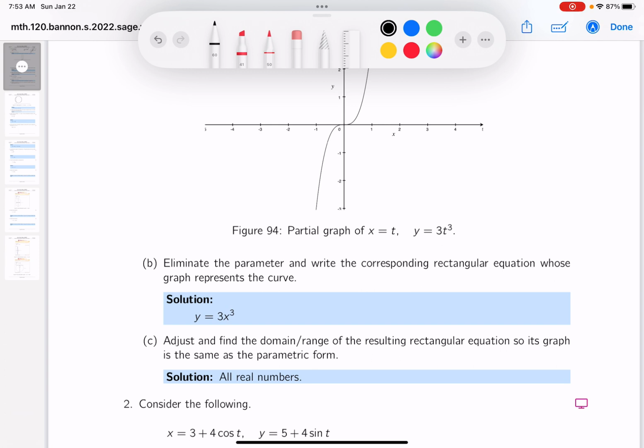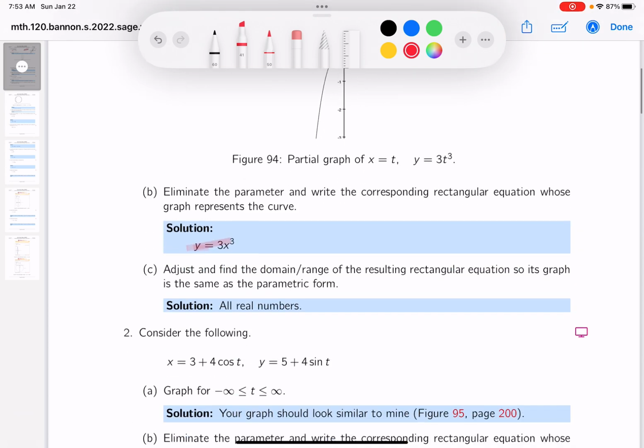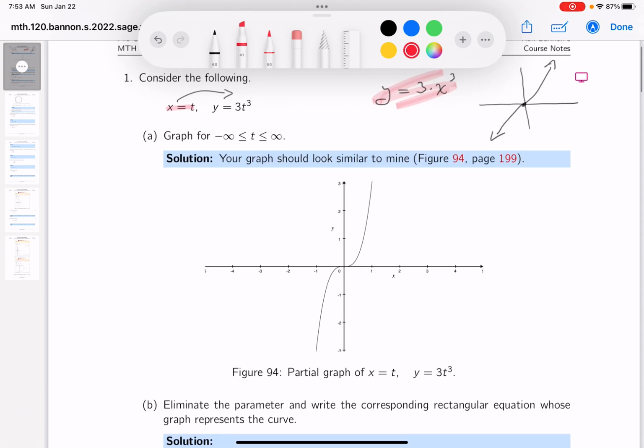I'm going to go to B, and B we've actually already done. They want to eliminate the parameter, and we just did that. Same thing up here, so that's done. What's the next thing? C, what's the domain and range of it? Well, looking at the picture, that's fairly simple. The domain of this thing is fairly simple to write down.